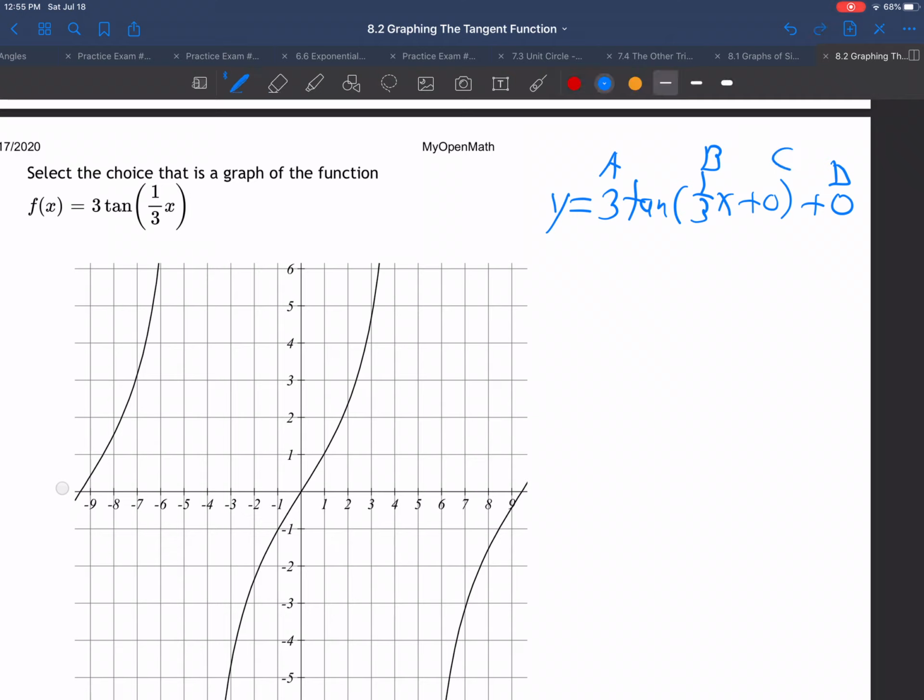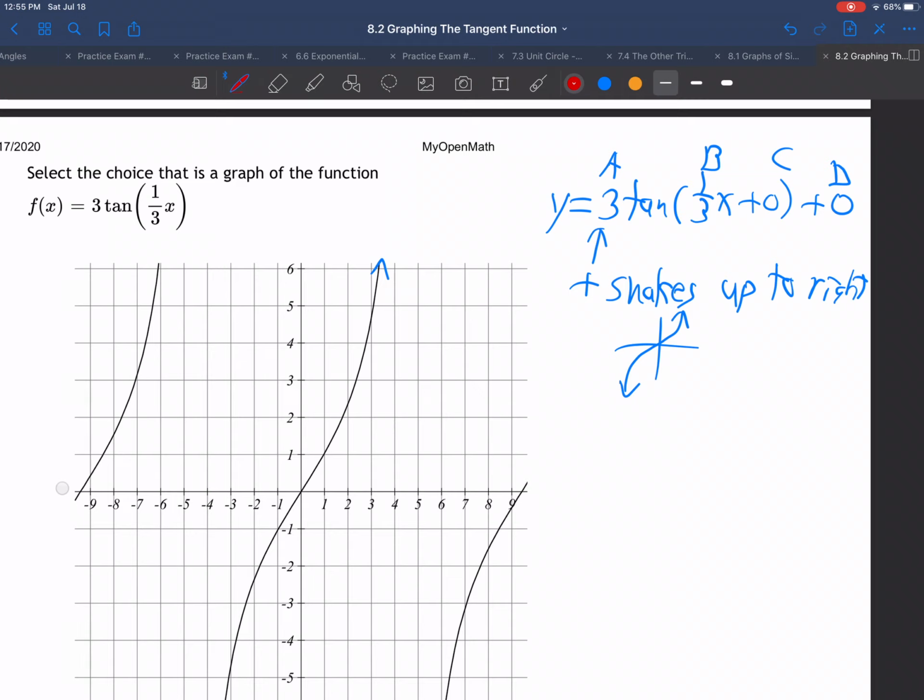All right, so A, first off, is positive. So that means that the snakes go up to the right, not down. Positive is up. So the snakes are going to go up to the right. So see how that snake's going up to the right? That's looking good.